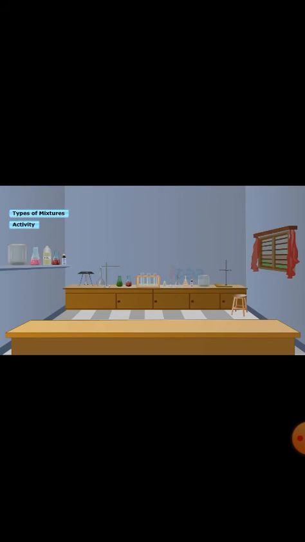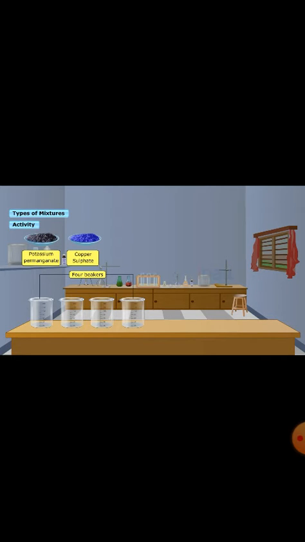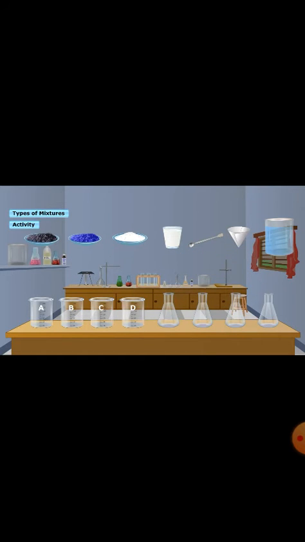Now, our second activity is similar to activity 1. Even here, we need 4 beakers, potassium permanganate, copper sulfate, wheat flour, milk, spatulas, filter paper, 4 conical flasks and water. Label the beakers as A, B, C and D. Fill all the beakers with water up to the 100 ml mark.